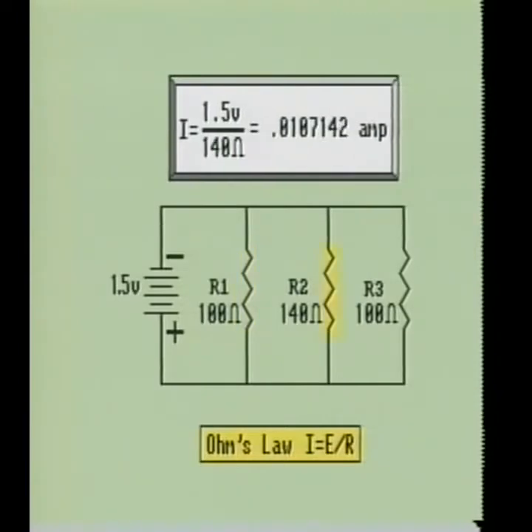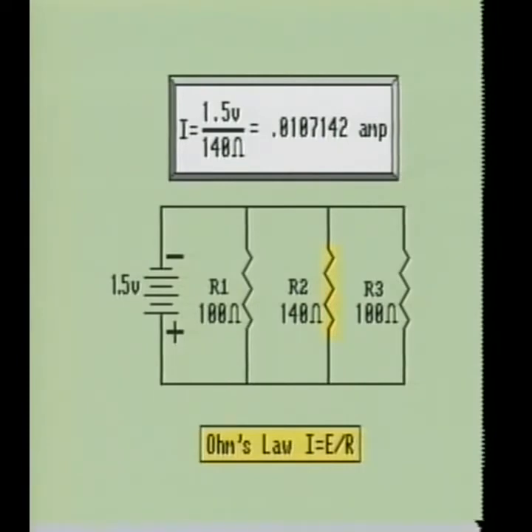Once again, using Ohm's law, we will figure the current flow through the second branch of the parallel circuit. Our formula now becomes 1.5 volts divided by 140 ohms. This gives a value of approximately 11 milliamps. This branch actually has 10.7142 milliamps of current flowing through it.